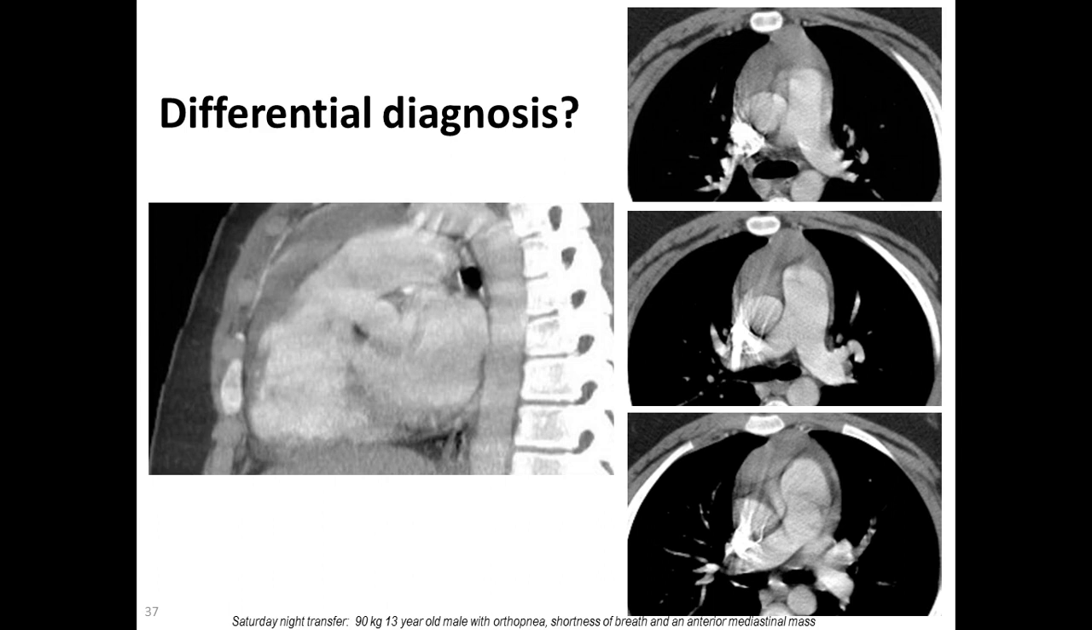This is a Saturday night transfer. It was a 90-kilo, 13-year-old male with orthopnea, shortness of breath, and an anterior mediastinal mass. The fellow went charging into the room to tell the family the differential diagnosis for their potential cancer, and I went down to see the pediatric radiologist. It turns out this was just a normal thymus in a 13-year-old, and the history that was taken kind of led everybody astray. The excellent resident said, "Do you sleep on pillows?" And the boy said yes, and so they said orthopnea. "And do you get shortness of breath running up several flights of stairs?"